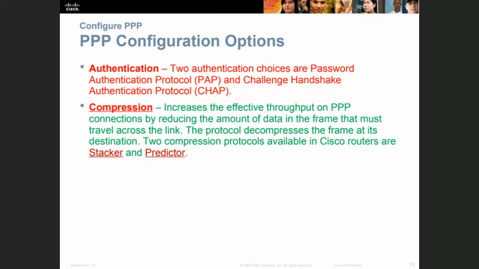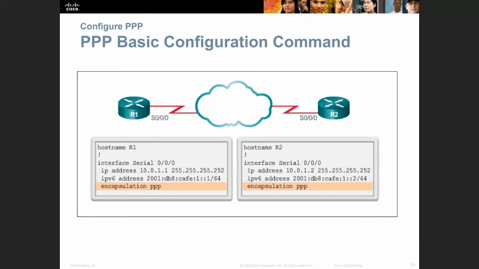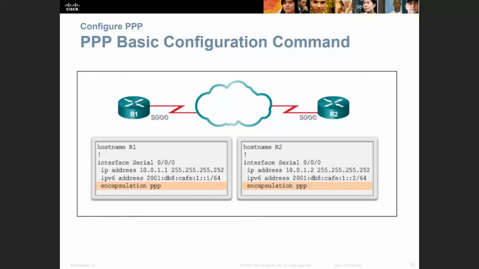To configure the PPP, you need to do the authentication. Either you do PAP or CHAP. You need to choose your compression, whether it is stacker or predictor. This is the basic configuration of PPP. By the way, it's very simple. First, you will go to the router. You will call the interface, give it an IP address, configure your encapsulation to be PPP. Same thing on the other side. Okay? Not done yet.